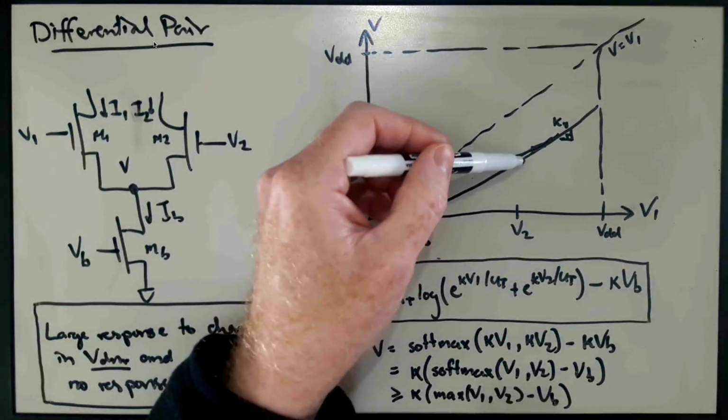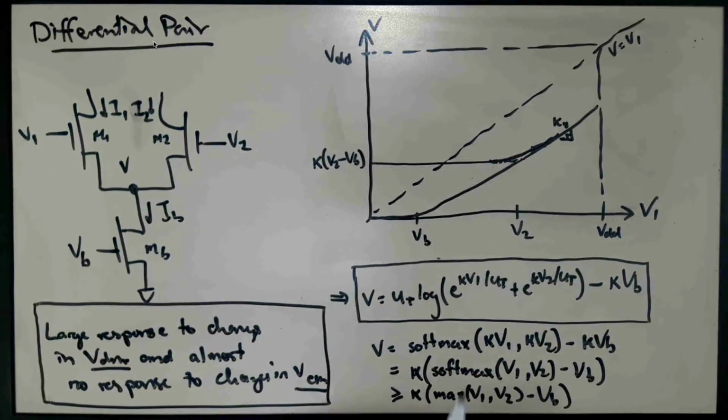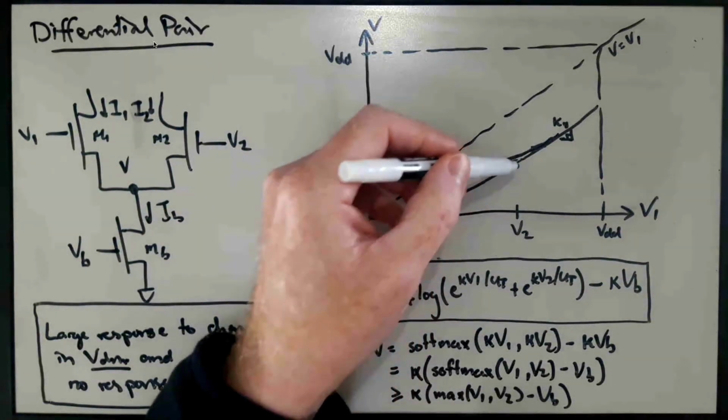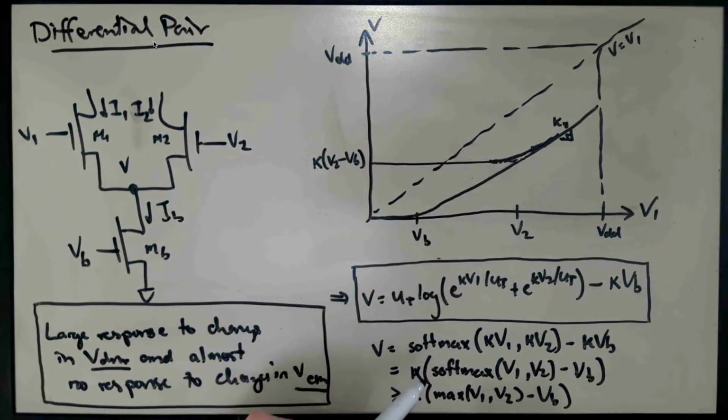And so the maximum deviation between the max and the softmax occurs at V1 equals V2, and in weak inversion they're not very different from each other. They differ by a factor of like UT over kappa times the natural log of 2, which is actually a fairly small number. It's like in the range of 20 millivolts or less. And so this is actually a fairly tight lower bound on V in weak inversion and moderate inversion too.